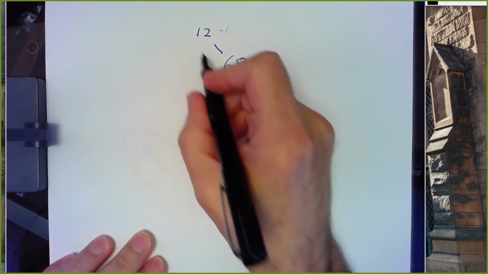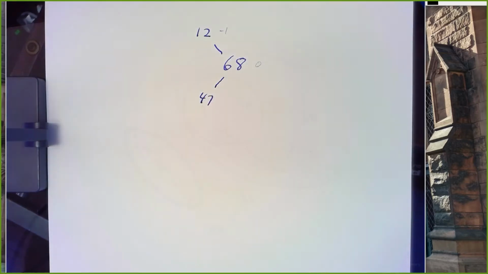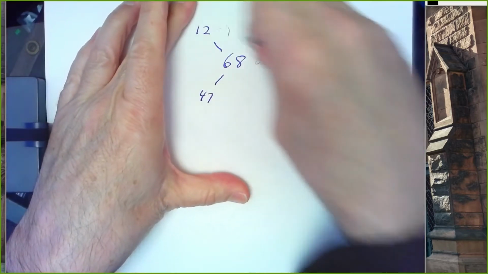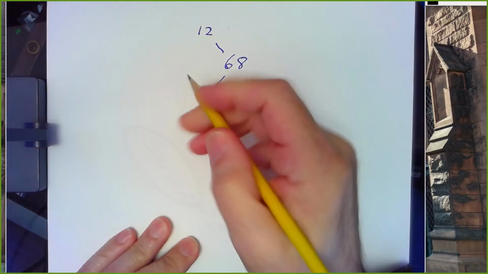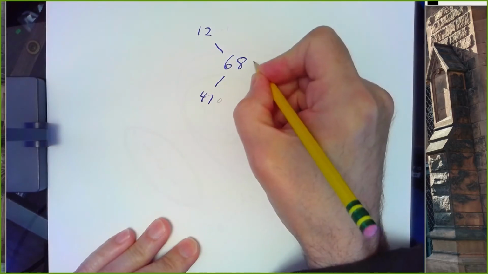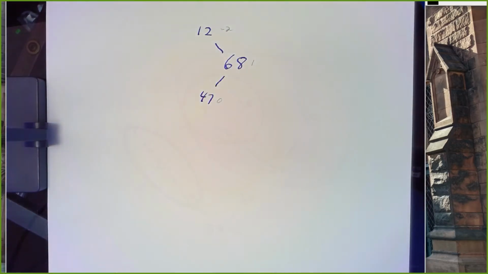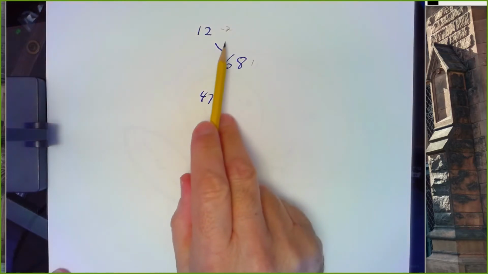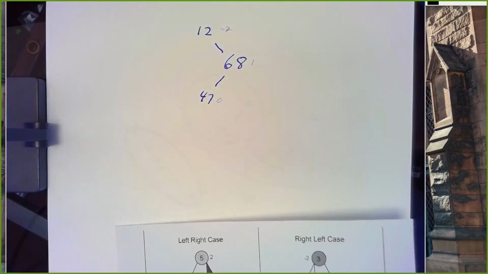47. So bigger than 12, smaller than 68. There's our 47. Let's look at our new balance factors. So this will be 0. This will be 1. This will be -2. All right. We're in a point now where our tree is unbalanced. And we know that because there's a balance factor with absolute value bigger than 1.